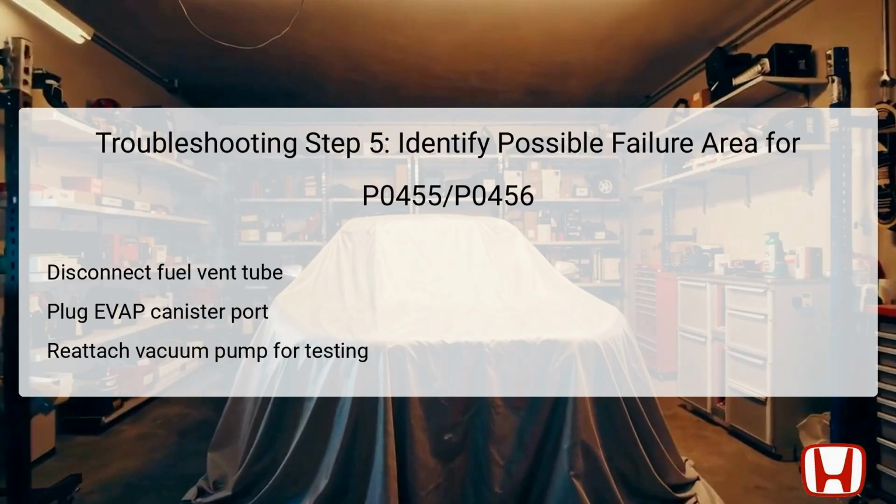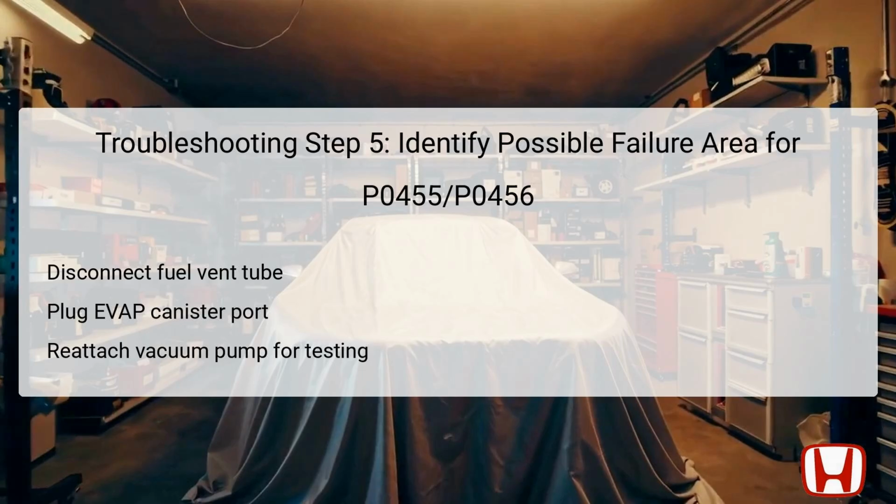Disconnect the fuel vent tube from the EVAP canister and plug the canister port to isolate the system components. After ensuring the system is isolated properly, connect the vacuum pump back to the vacuum purge line. Turn the ignition to the on mode without starting the vehicle. This allows for proper testing while monitoring the FTP sensor parameters for any voltage changes.